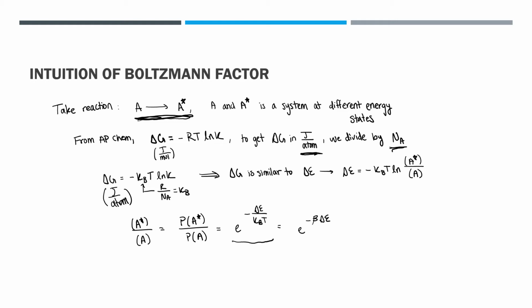We can also think of the concentration of A star over the concentration of A as the probability of A star divided by the probability of A. Say the concentration of A star is much greater than A, that also implies that the probability that the state is in this energy state of A star is much higher than the probability that it's in A, or vice versa. So this equivalence makes sense. But this e to the negative delta E over kBT is the exact same thing as the Boltzmann factor. So hopefully this gives you a little bit of intuition, and a way to think about it such that it's not so abstract and just another formula you have to memorize.